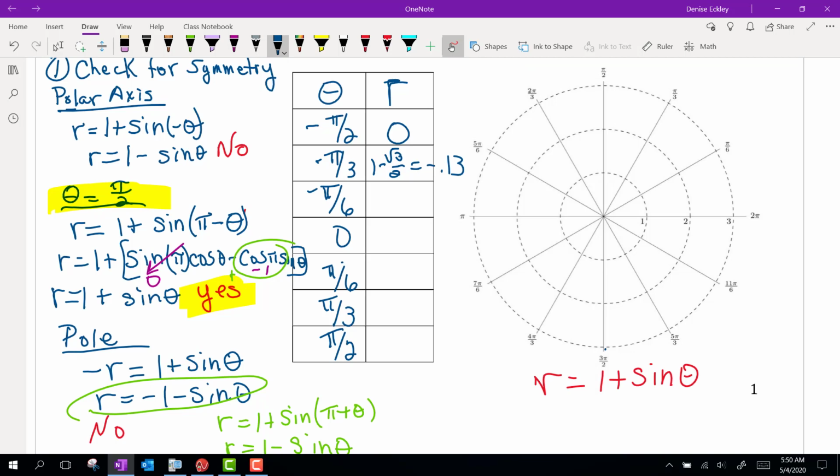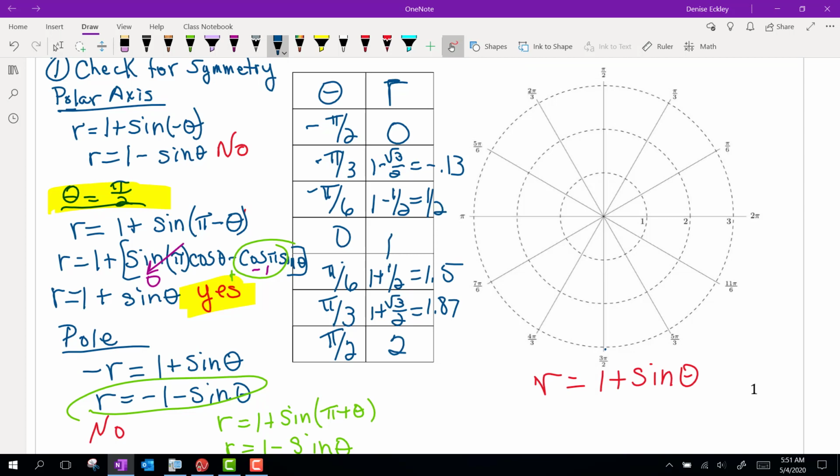And then negative pi over 6, this is 1 minus 1/2. So this is a half. Here's where your unit circle is going to come in handy. At 0, you have 1 plus 0, which is 1. Pi over 6 is going to be 1 plus 1/2, so that's 1.5. And then we have 1 plus square root of 3 over 2, which is 1.87. And then pi over 2 will be 1 plus 1, which is 2. Okay, so go through those points in more detail if you need to. Use your calculator to see where I got all those numbers.